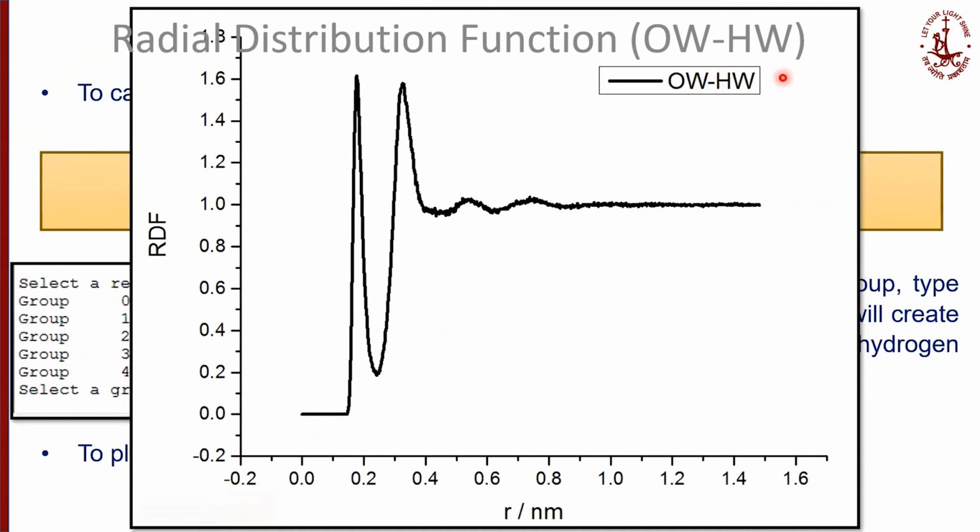Now, oxygen-hydrogen graph will give you an idea about hydrogen bonding in water. If you get a peak like this before 0.2 nanometer, before 0.2 means around 0.19 and all, that means there is a strong hydrogen bonding. And if that peak is quite sharp, you can see here the peak is quite sharp. So this peak means it has a very strong hydrogen bonding present in it. This peak is a result of that. So oxygen and hydrogen of water, this is how you get.